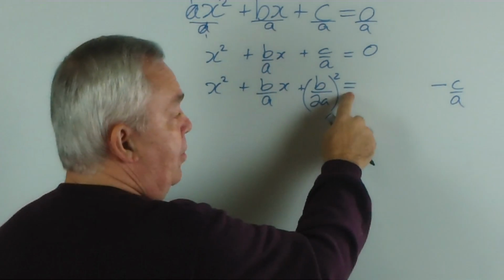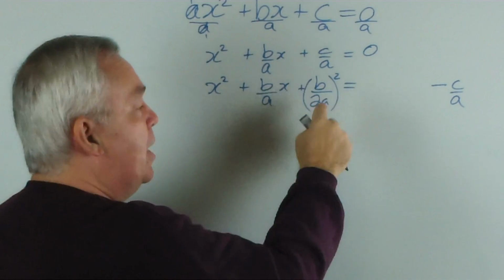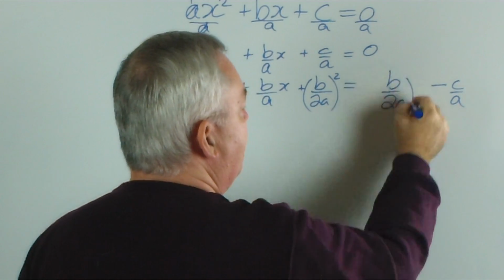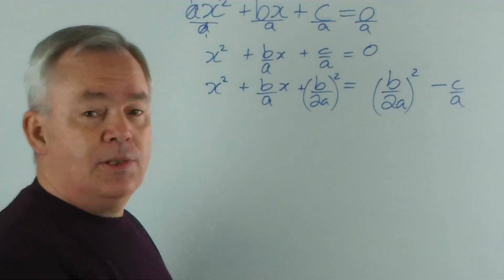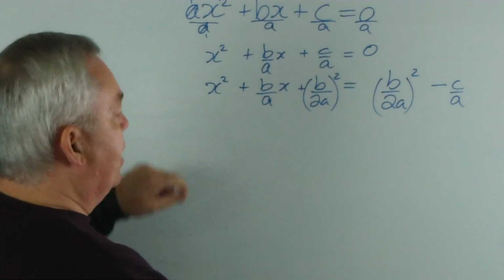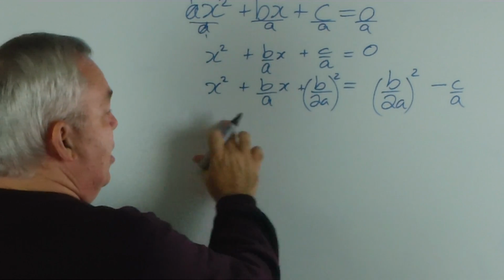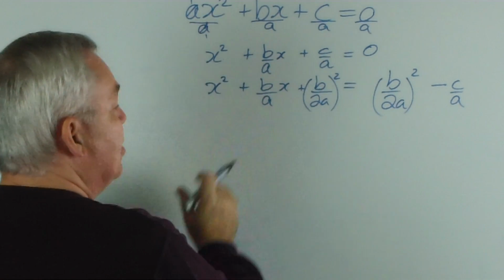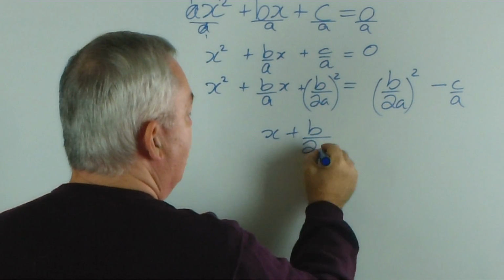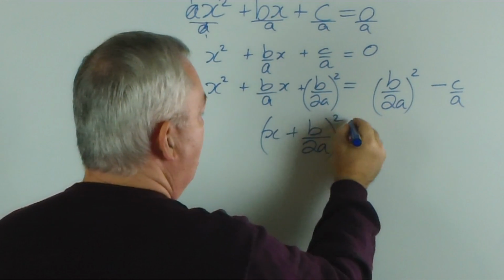Now, of course, we have an equation here, so we can't add this without adding it to the other side as well. Now the equation is still balanced. That step from here to here is completing the square. Now, because this square has been completed, it is a perfect square, and it is x plus b on 2a all squared.